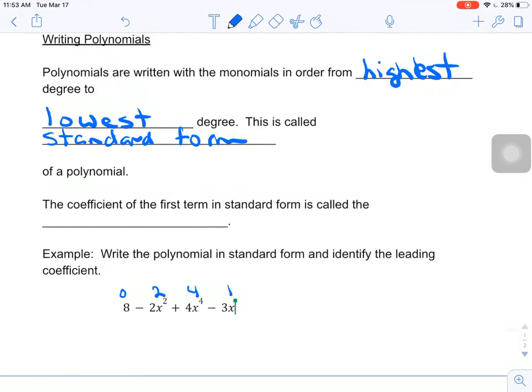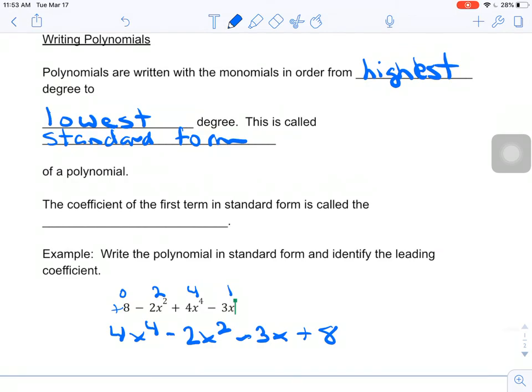So highest would be the 4 times x to the power of 4, and then minus 2 times x to the power of 2, because that has a degree of 2, minus 3x, which has a degree of 1, and then that 8 is a plus 8, because that has a degree of 0. So, pardon me, I wrote an exponent incorrectly. That first exponent should be a 4. So that's what the polynomial looks like written in standard form.